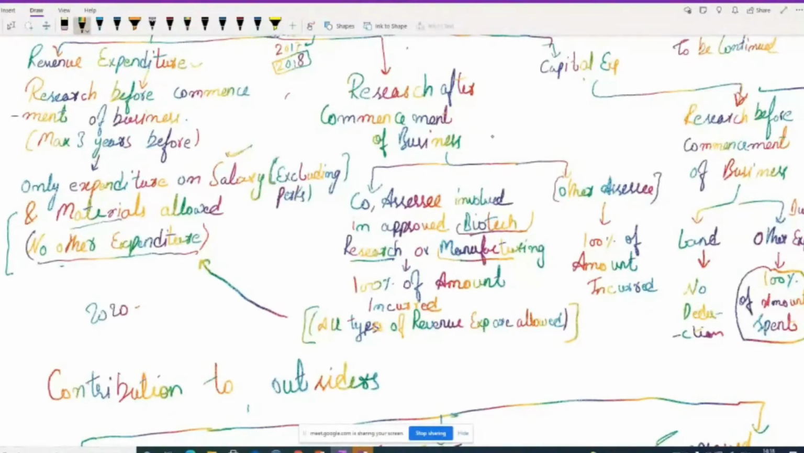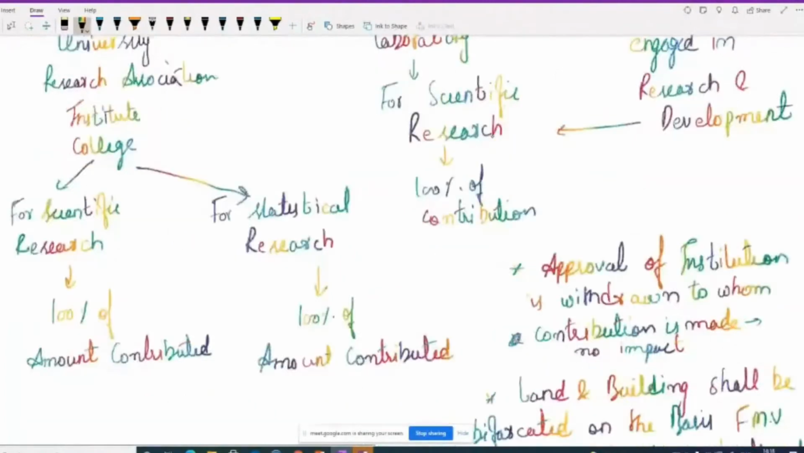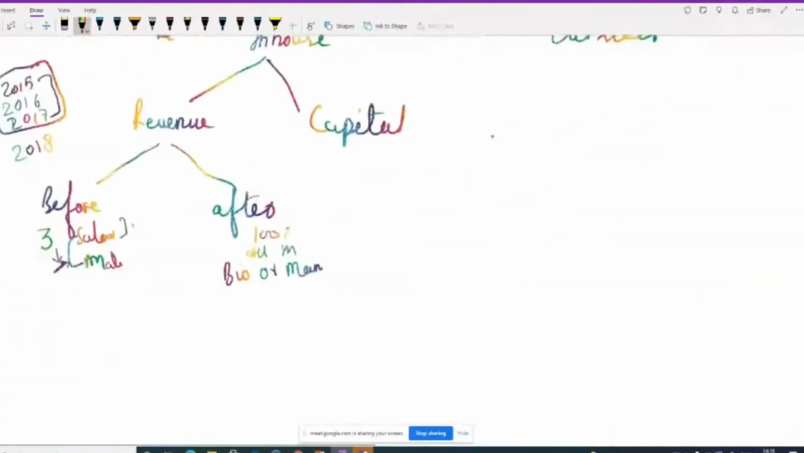That's why I have bifurcated this amount. If you talk about 2019-20, in that year this amount was 150%, but now it's 100%. Both amounts are the same, so I think it's clear how you can remember that. It's a very easy way to remember: before, after, and after, it's 100%.